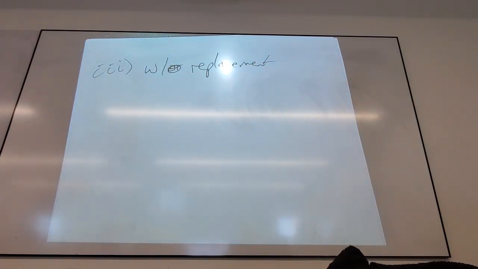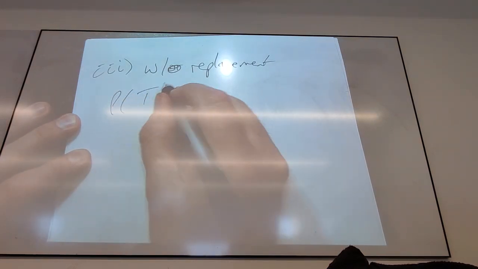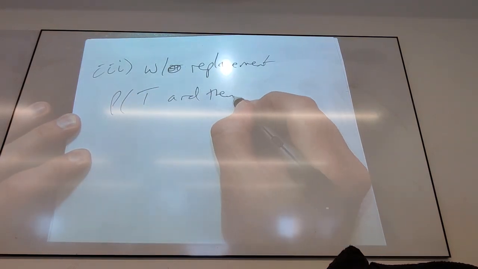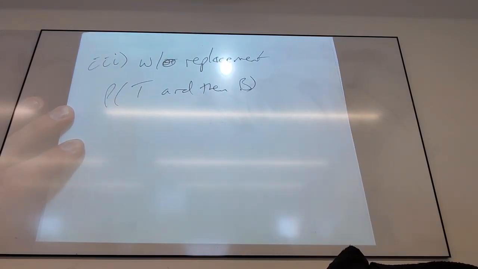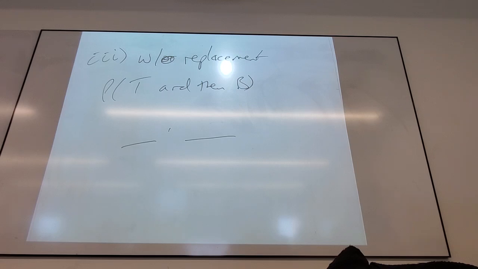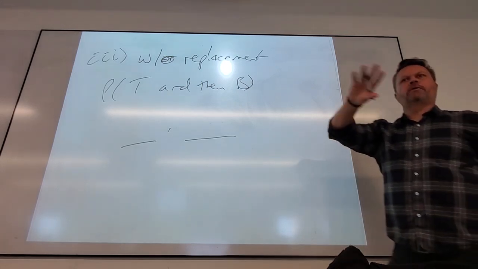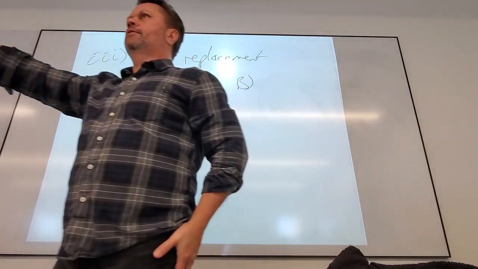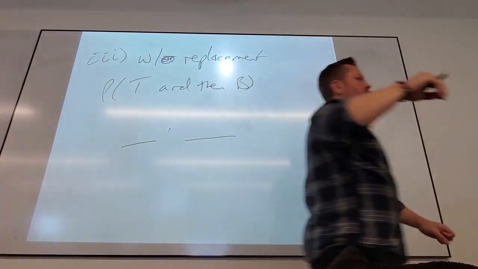Replacement. So I don't let the car leave. I put the car back. Right. So now I want to know the probability of a Toyota and then a BMW. So the first one would be out of 20, because that's your first pick. And I haven't done anything yet when I pick the Toyota. So what's the probability that I pick a Toyota first? 10 out of 20.